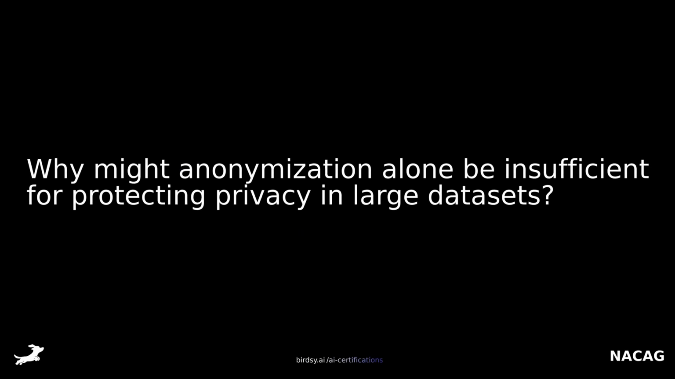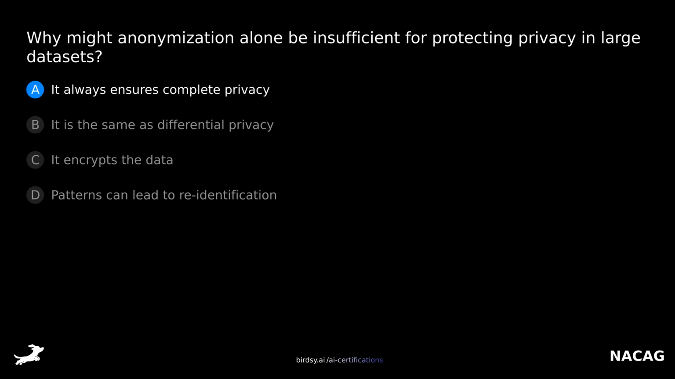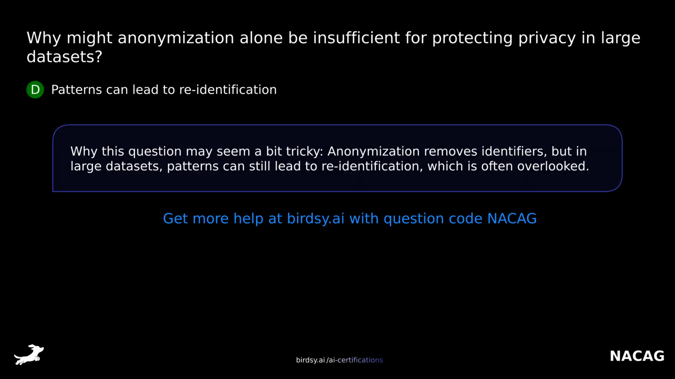Why might anonymization alone be insufficient for protecting privacy in large datasets? Is it A, it always ensures complete privacy? B, it is the same as differential privacy? C, it encrypts the data? Or D, patterns can lead to re-identification? The answer is D, patterns can lead to re-identification. Why this question may seem a bit tricky. Anonymization removes identifiers, but in large datasets, patterns can still lead to re-identification, which is often overlooked.